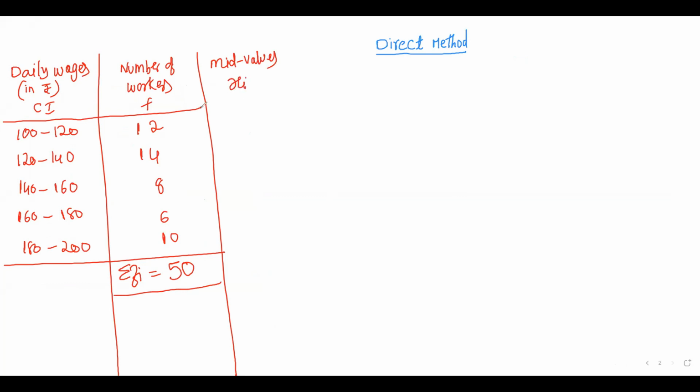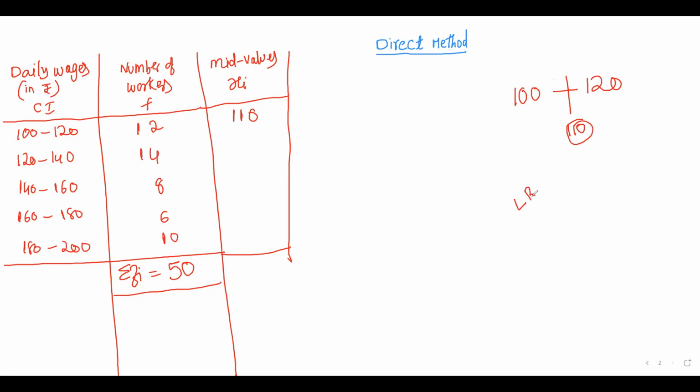Now find mid values. Mid values are denoted by xi. Mid value of 100 and 120 is 110. In the middle you will have exactly 110. In this way you can take the mid value, or else you can do lower boundary plus upper boundary by 2. That means 100 plus 120 by 2. 100 plus 120 is 220, by 2, 220 by 2 is 110.